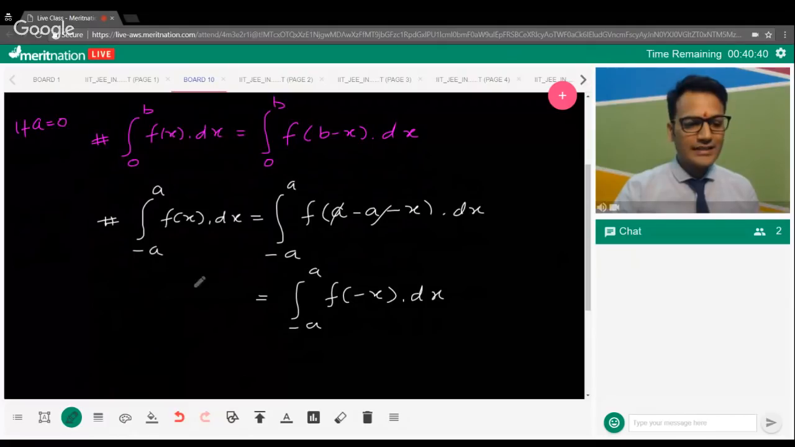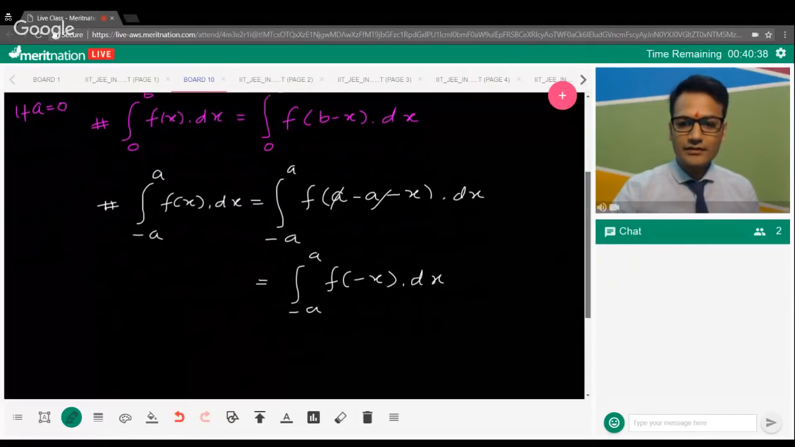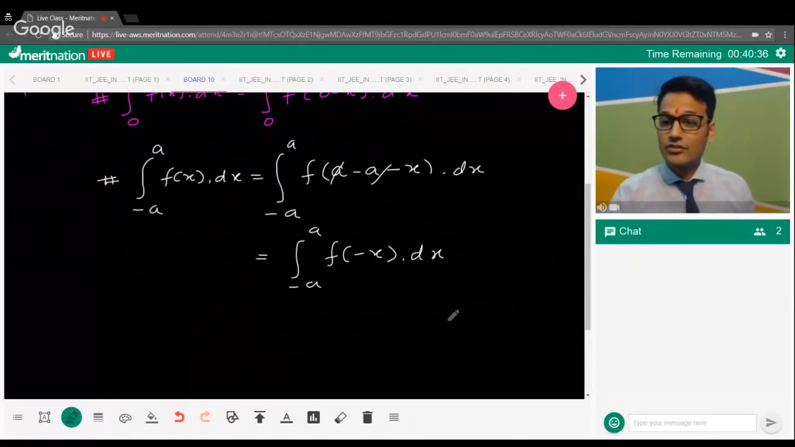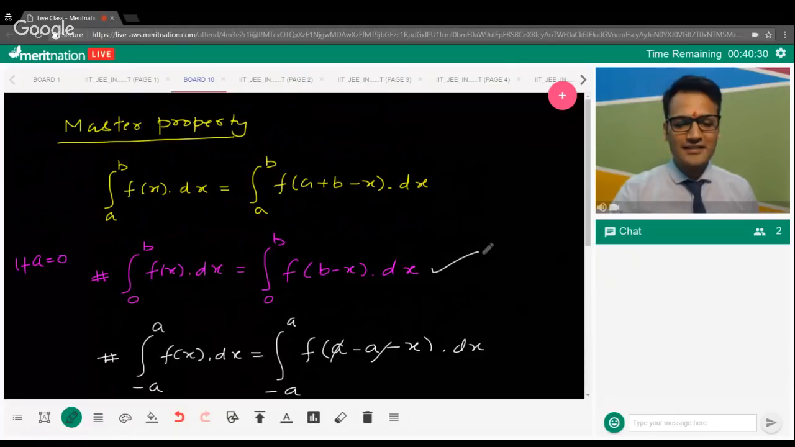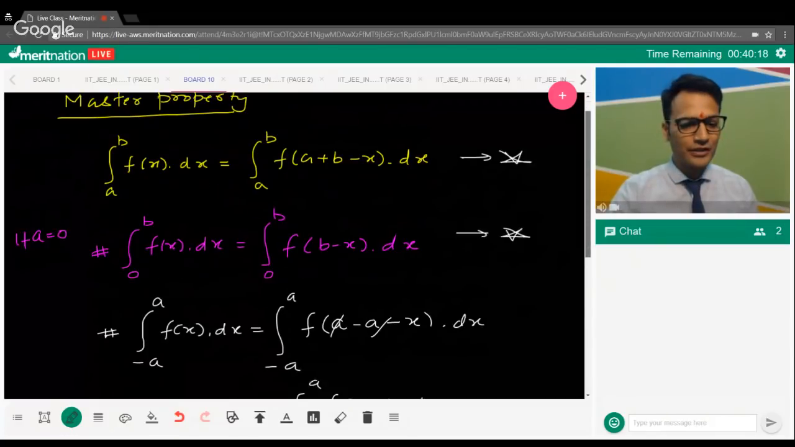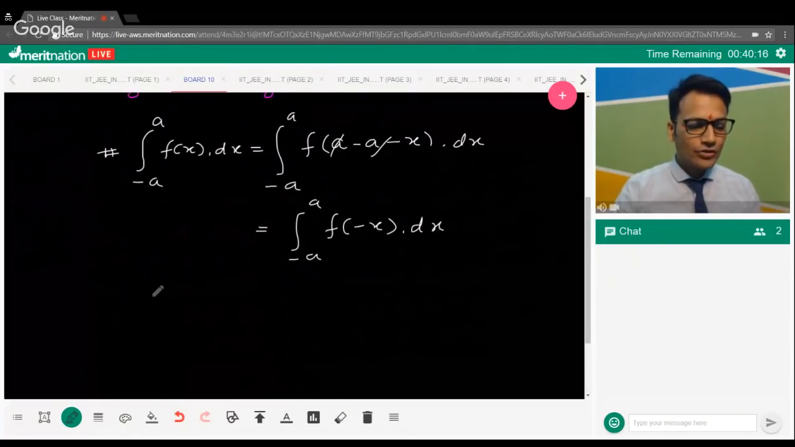Now over here, this property, the 0 to b property, is also known as King's property. Yes, Varun. Master property or King's property, whatever you want to say. Mostly, this is the property which is very commonly used nowadays. Earlier, the other was the very common property. So both the properties are very, very important. Okay, so I was talking about this.